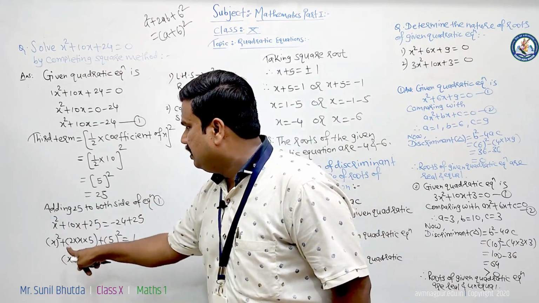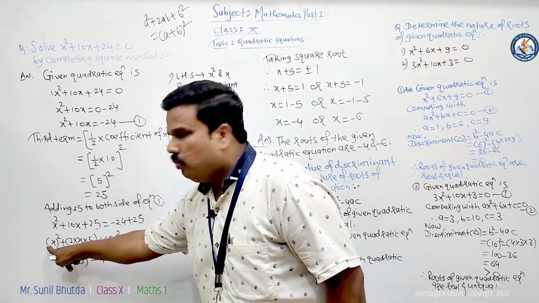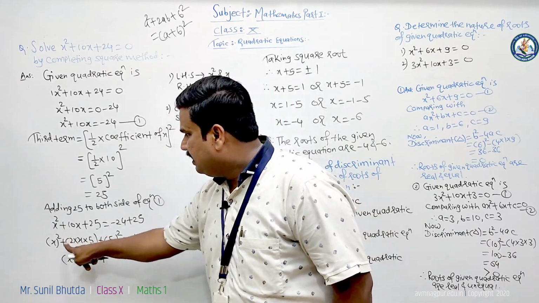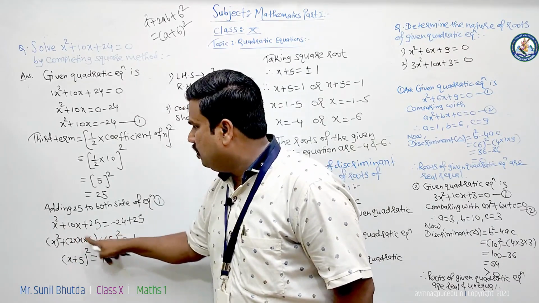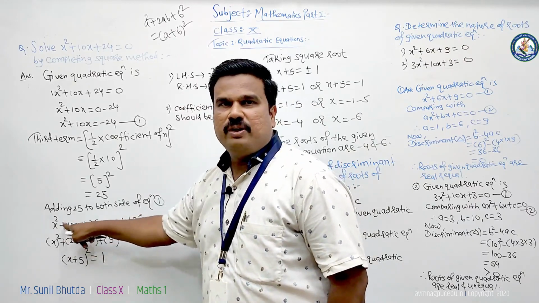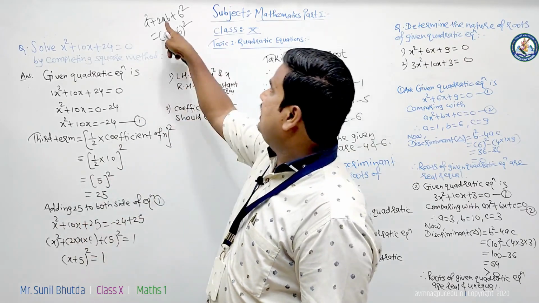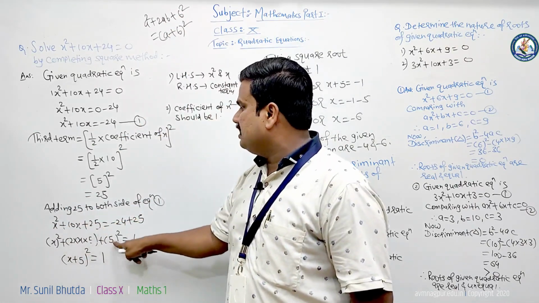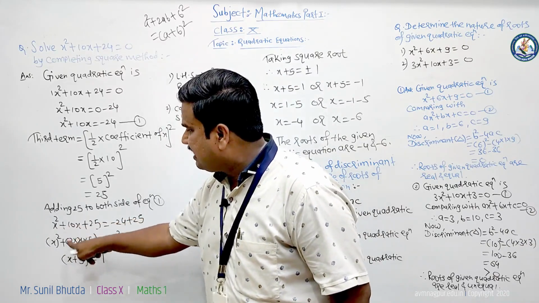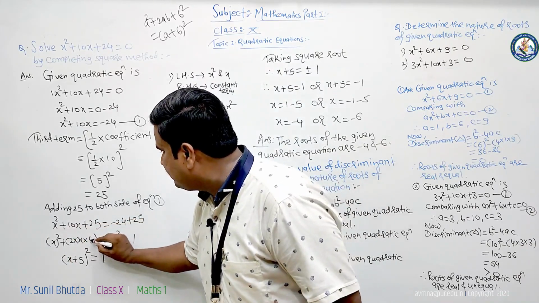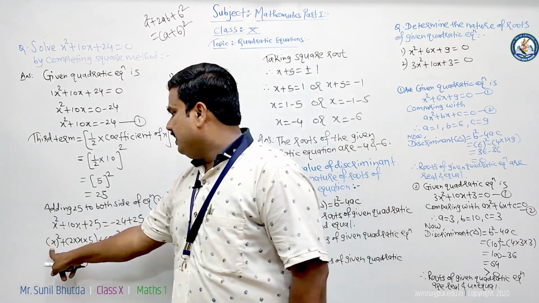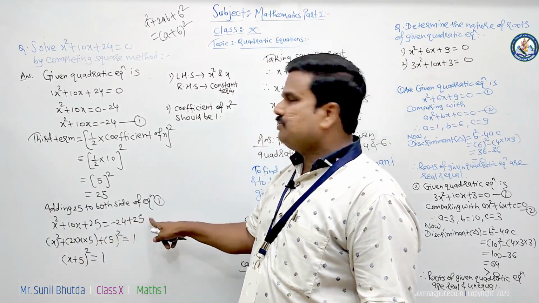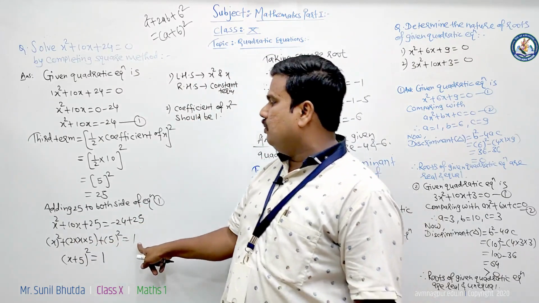And in the middle term, 2ab, 2 into a. What is a? A is x. What is b? b is 5. 2 into x into 5 will give what? 10x. So we can write 10x as what? 2ab. In our case, a is x and b is 5. Therefore, 10x can be written as 2 into x into 5. This is what? A square plus 2ab plus b square equal to minus 24 plus 25 will give 1.